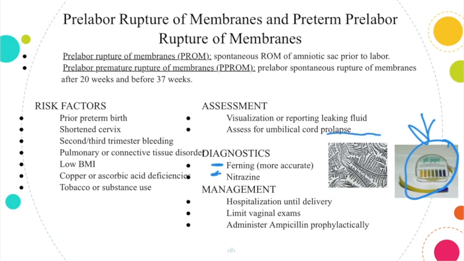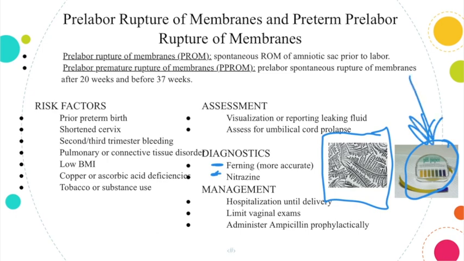And if she's ruptured, it'll look like this. It looks like a fern. That's why it's called ferning. There are only two things that look like a fern: the plant, which you shouldn't be seeing at this point, and also amniotic fluid. There are other things. So let's talk about this pH paper here.